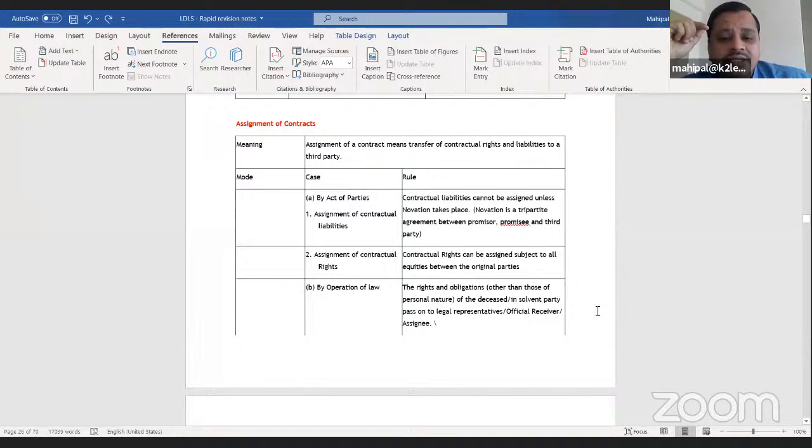Clear? Assignment of contract. Assignment means transfer of contractual rights and liabilities to a third party. Generally, assignment happens by an act of the parties, by assigning it. These contractual rights can be assigned to a third party subject to all equities between the parties. And where the law comes into the picture, it generally does so in case of death or insolvency. Am I clear?